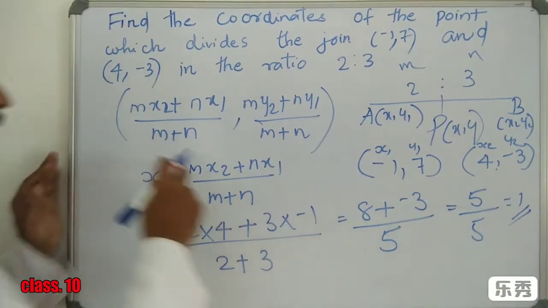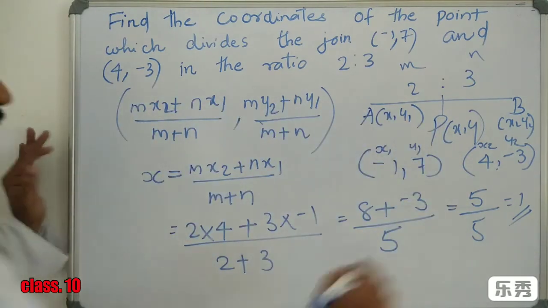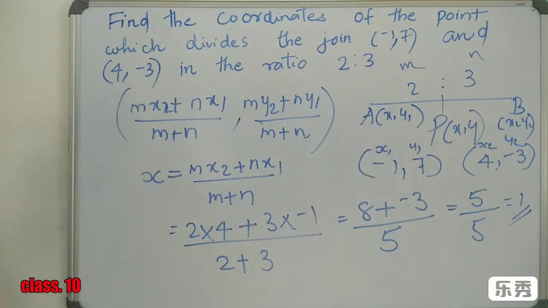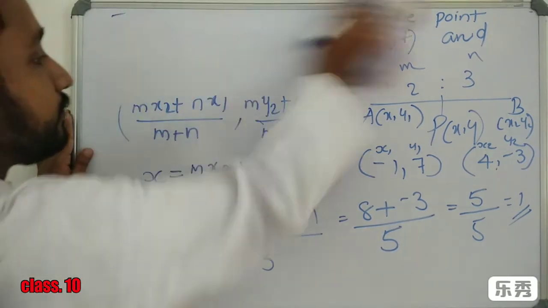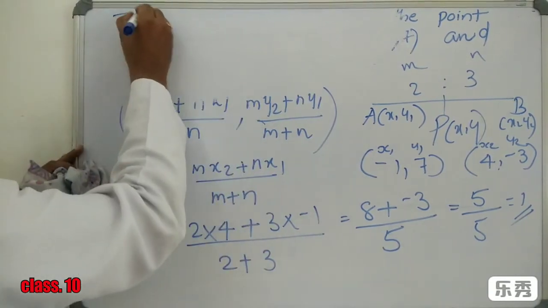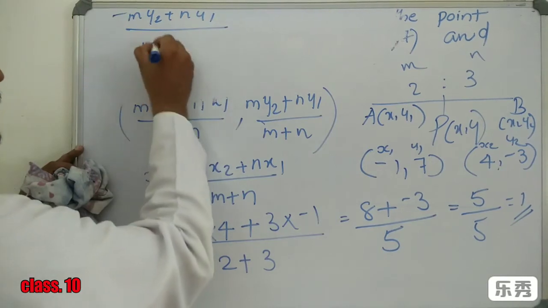So we got x coordinate as 1. Our point is P(x, y), so x is equal to 1. Now we have to find the y coordinate, which is (my2 + ny1) divided by (m + n).